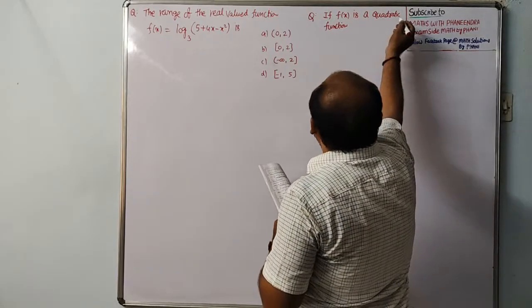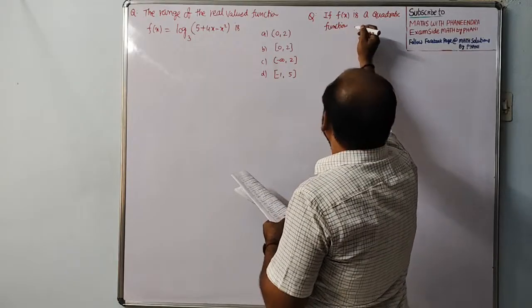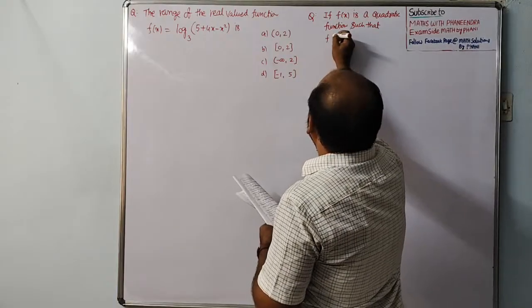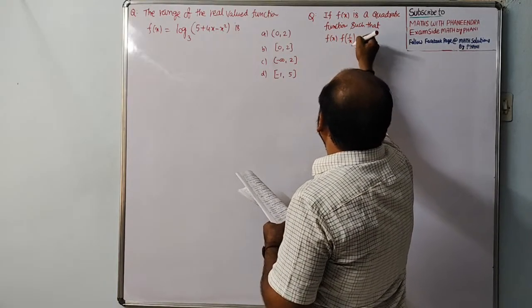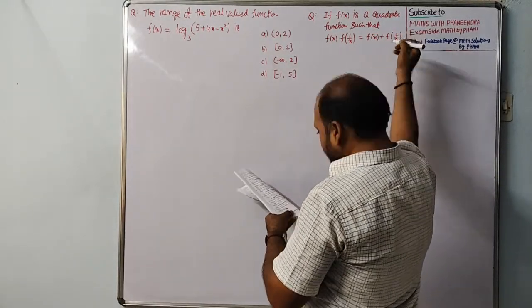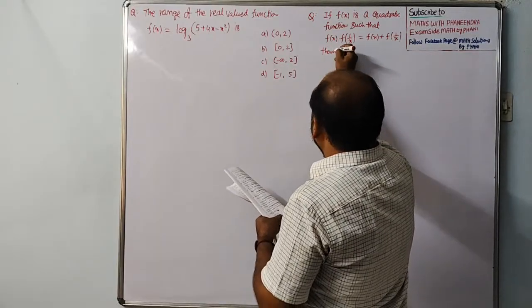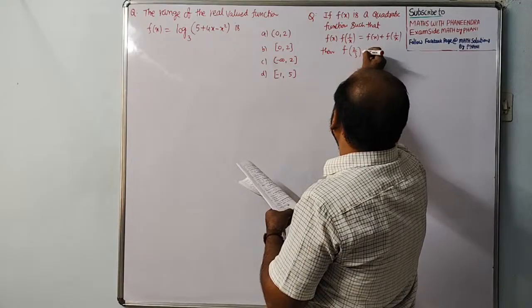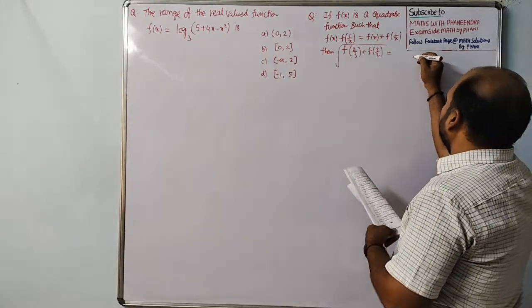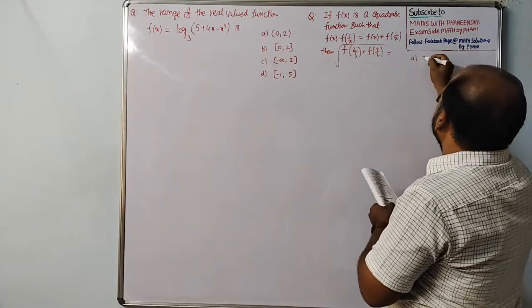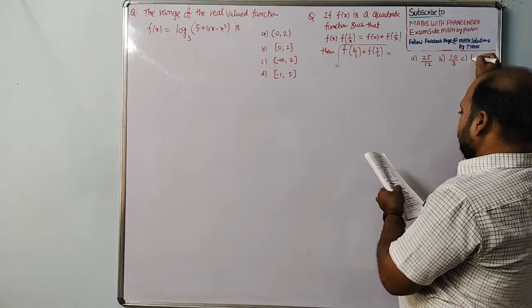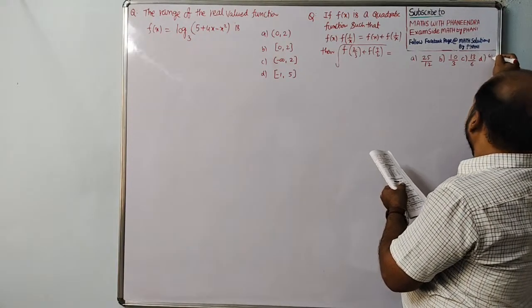Yeah. Quadratic function such that f of x into f of reciprocal of x is equal to f of x plus f of 1 by x. This is the standard result, dear students. Then f of 2 by 3 plus f of root of 3 by 2 is equal to, options are provided: 25 by 12, 10 by 3, 13 by 6, 41 by 20.